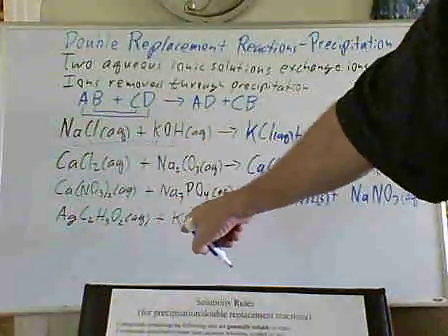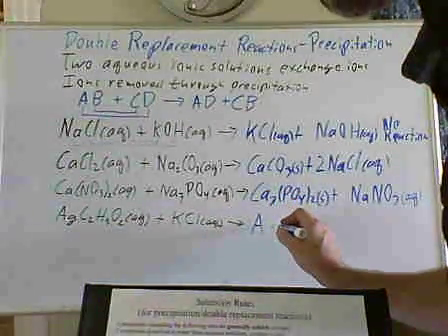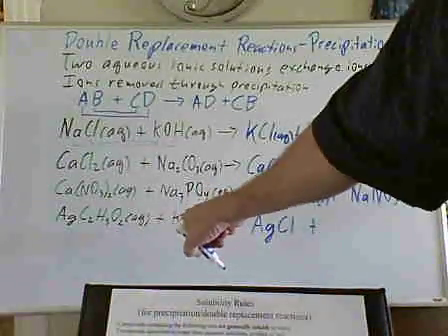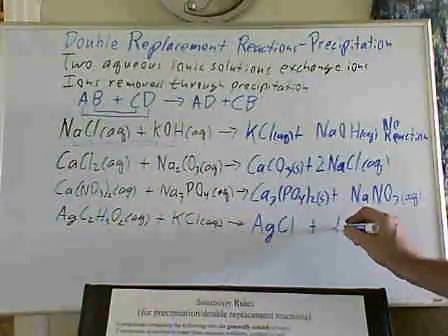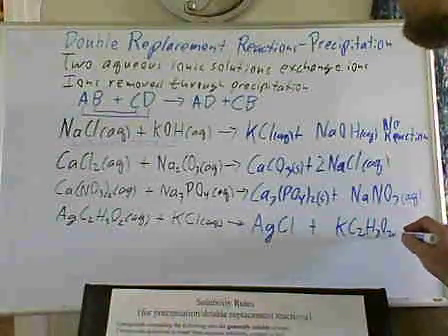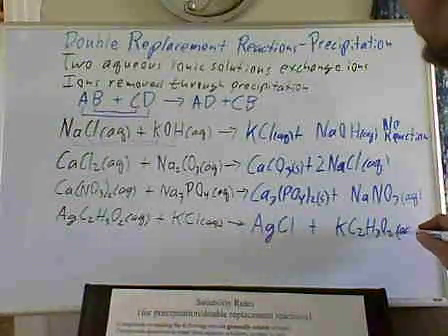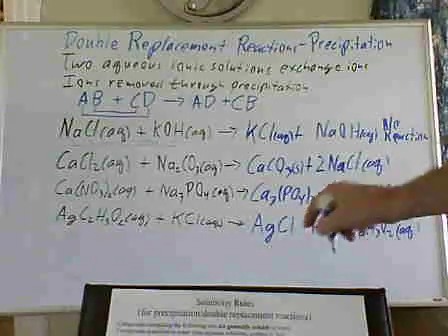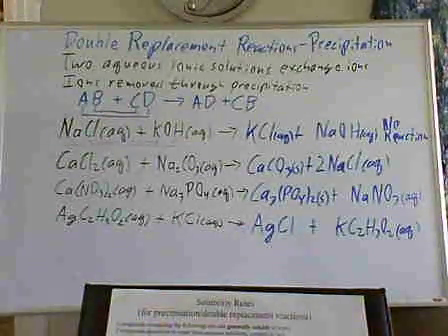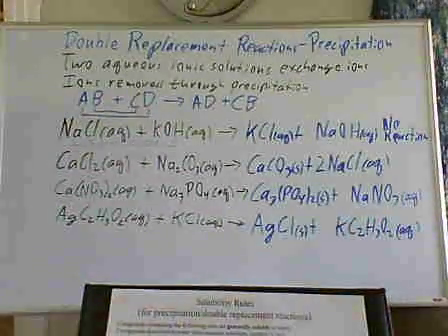Silver acetate with potassium chloride. We're going to do silver with chloride. They're both charges of 1, so we have 1 of each. Then we do potassium with acetate. Potassium compounds are soluble, acetate compounds are soluble, so this is a soluble compound. Chloride compounds are generally soluble except for silver, mercury 1, and lead 2. So this is an insoluble precipitate, a solid.